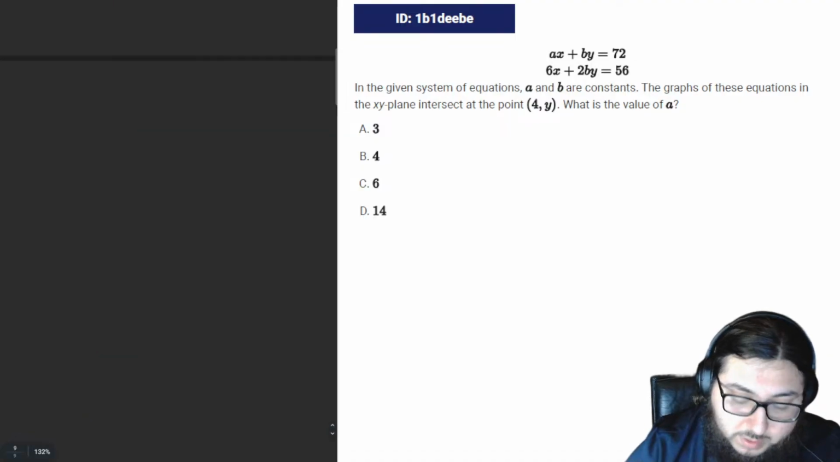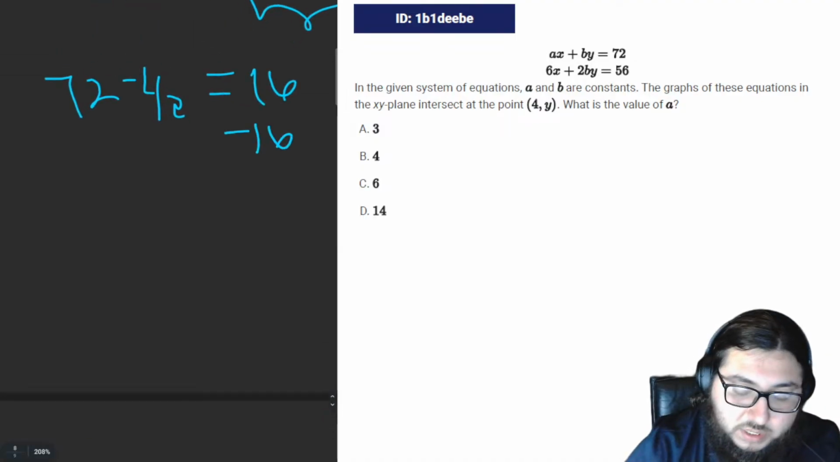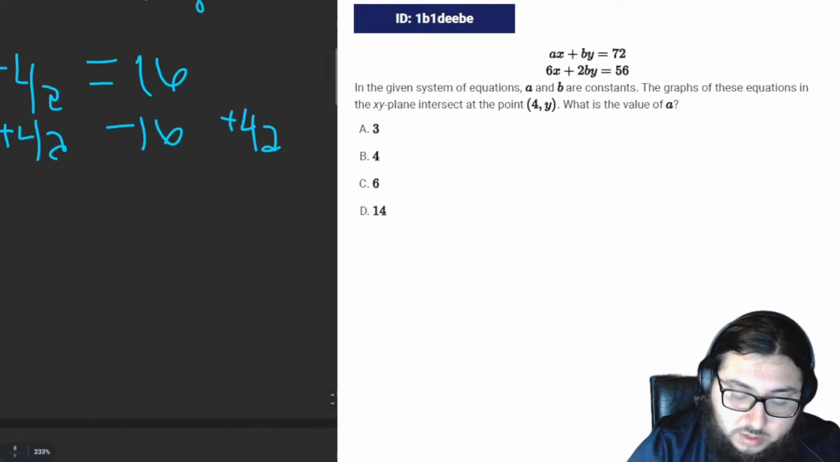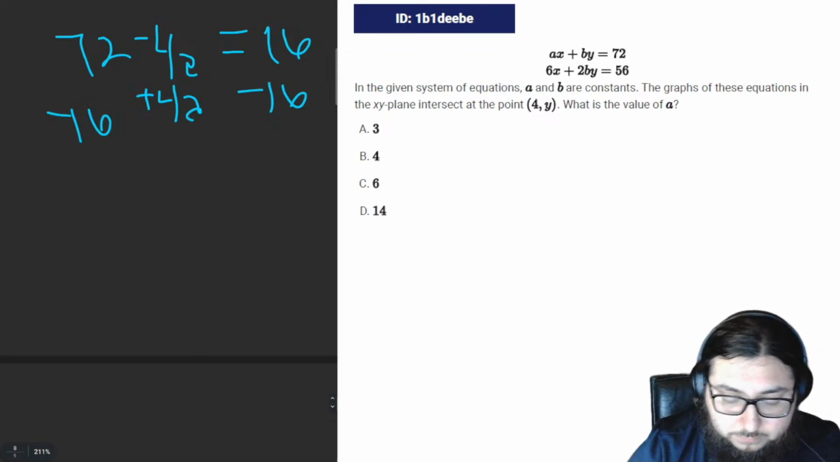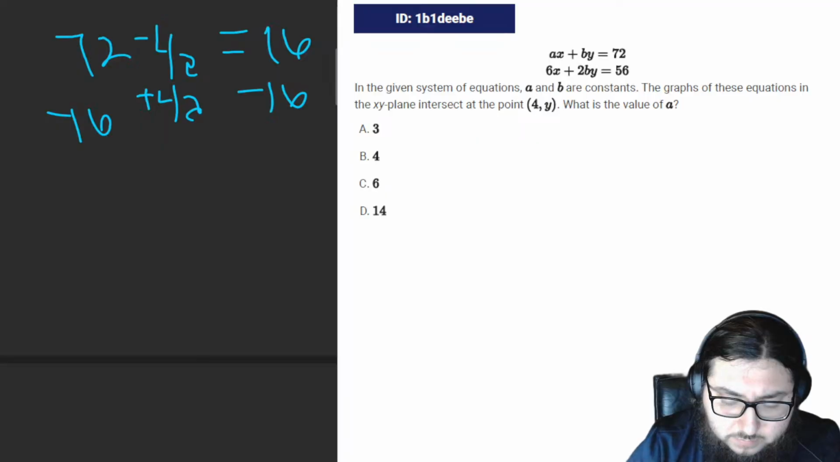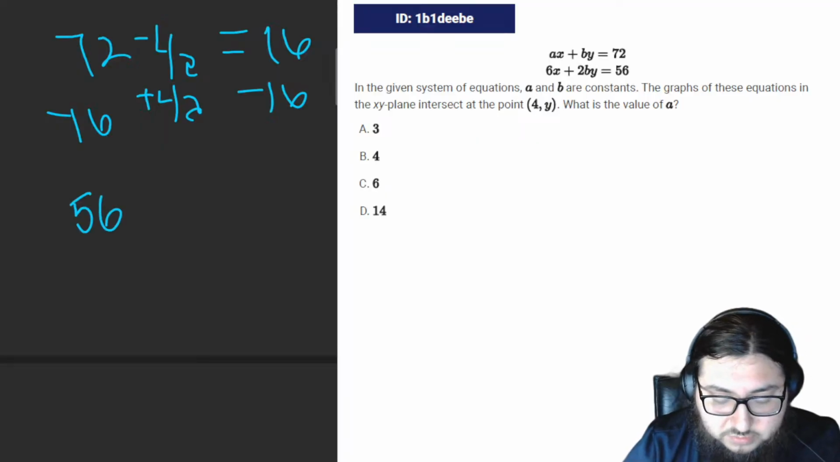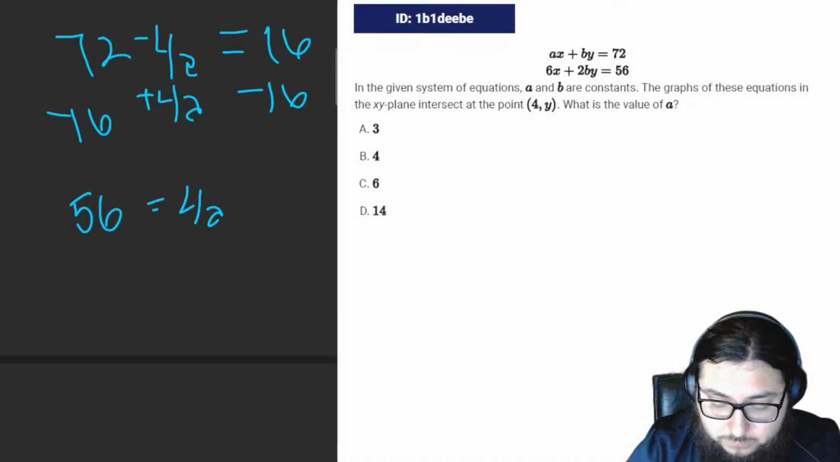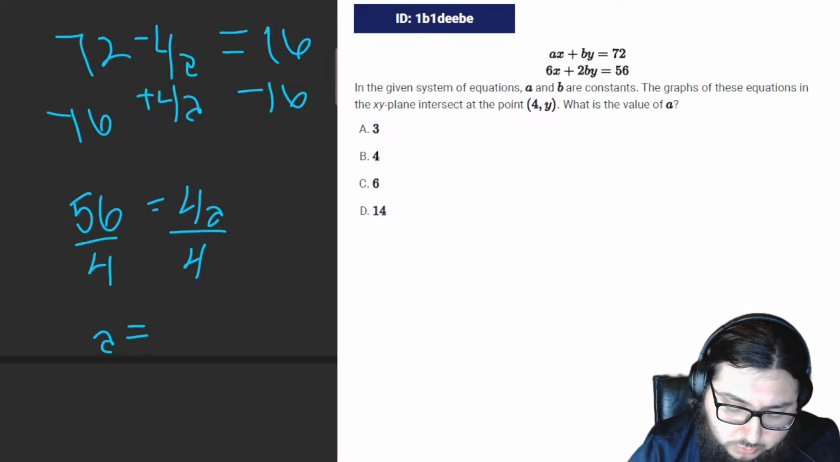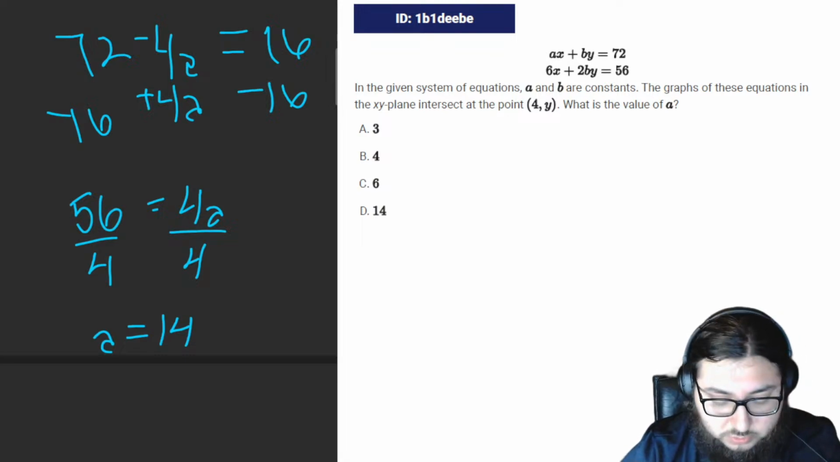Then we subtract 16 from both sides. Add 4a on both sides. That gives us 64, right? No, 66. 56, sorry. 56. I'm bad at mental math, guys. 56 is equal to 4a. Divide by 4 on both sides. Gives us that a is equal to 14. Which would be letter choice D.